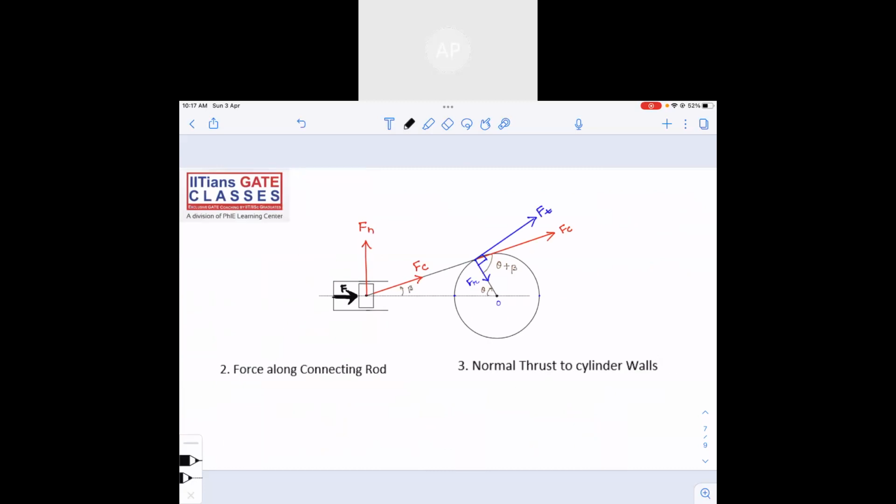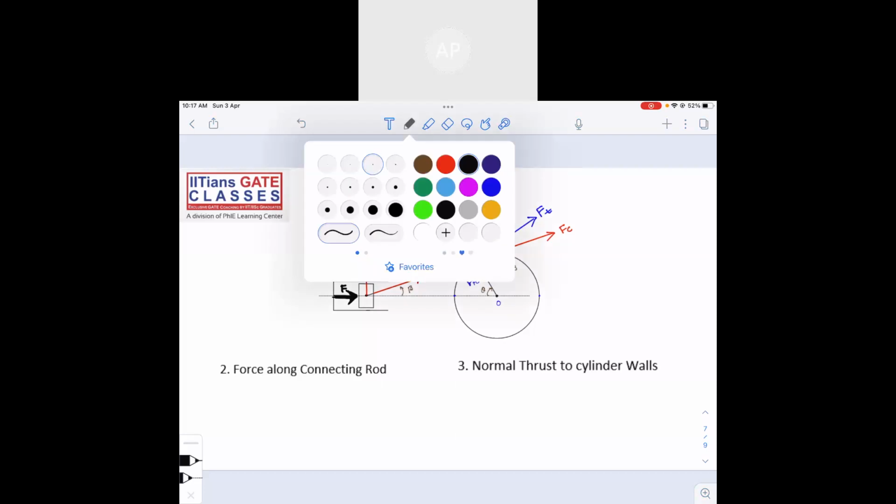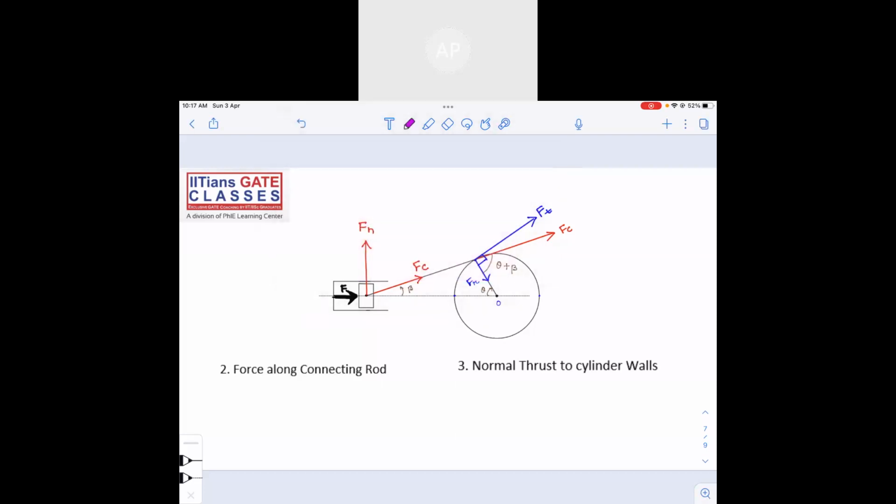The pressure inside the combustion chamber has increased, so there is a good amount of force which will now be transmitted to the crank. We will see how exactly it is getting transmitted. That is what exactly we are going to see right now.